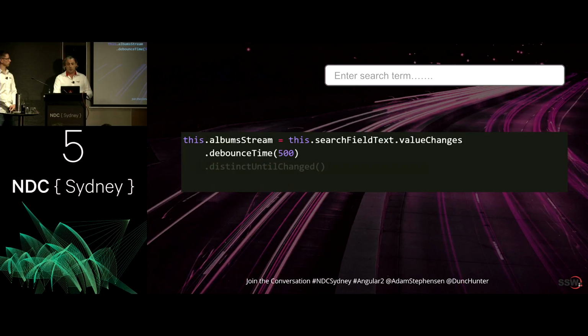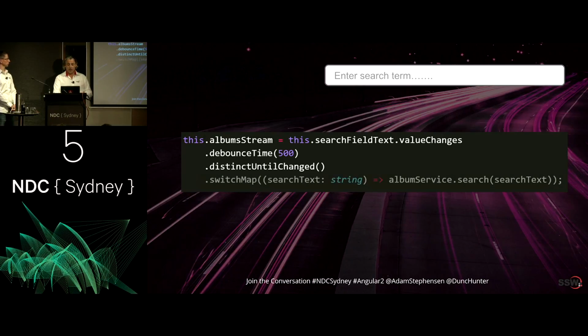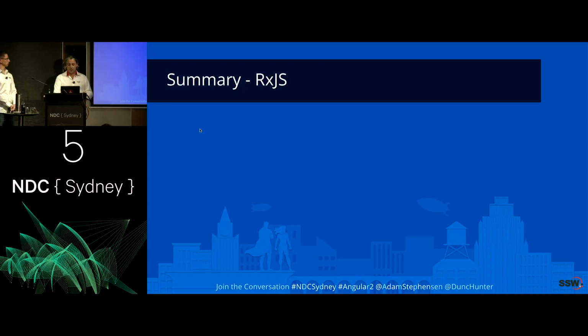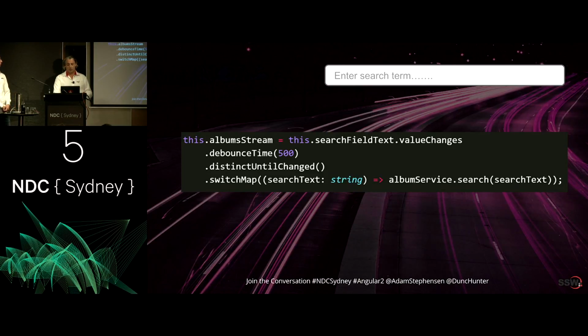Then what we can do is call distinct until changed to only emit the next field value if the value did actually change. Then we can use switch map to map the text field values into a new observable of HTTP search requests. And the cool thing about switch map is it only emits values from the most recently projected observable. So this code would have been much harder to write without RxJS.